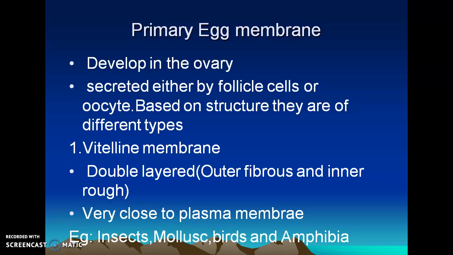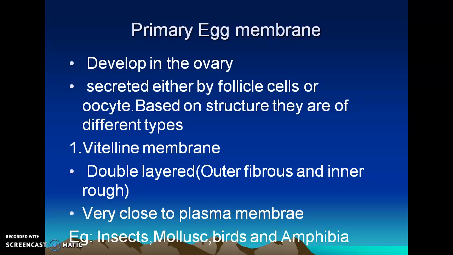What is meant by primary egg membrane? Primary egg membranes are generally developed in the ovary. We know that the structural as well as the functional unit of the ovary is called the Graafian follicle. This primary egg membrane is secreted either by follicle cells or by the oocyte, the egg cell itself, and based upon the structure there are different types, which means the structure of these primary egg membranes varies in different kinds of organisms. The first one is called the vitelline membrane.